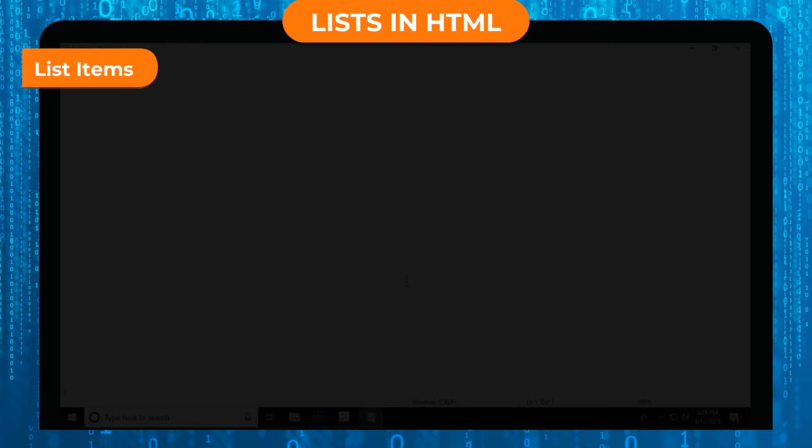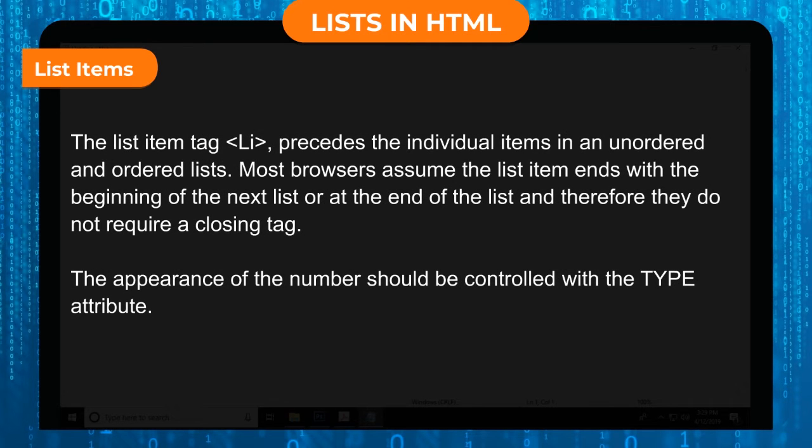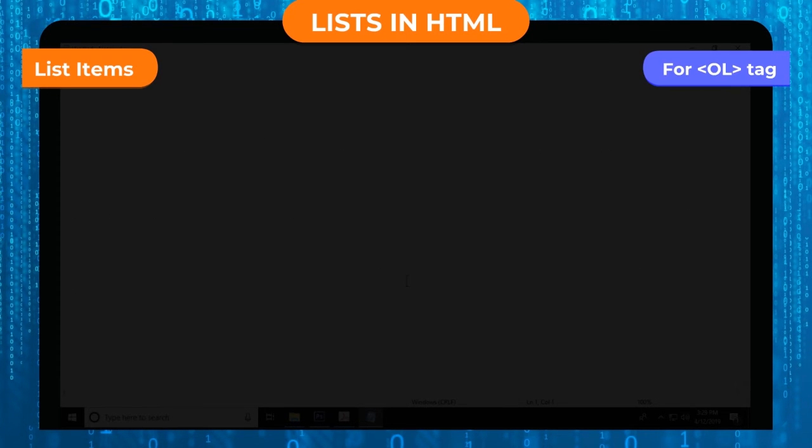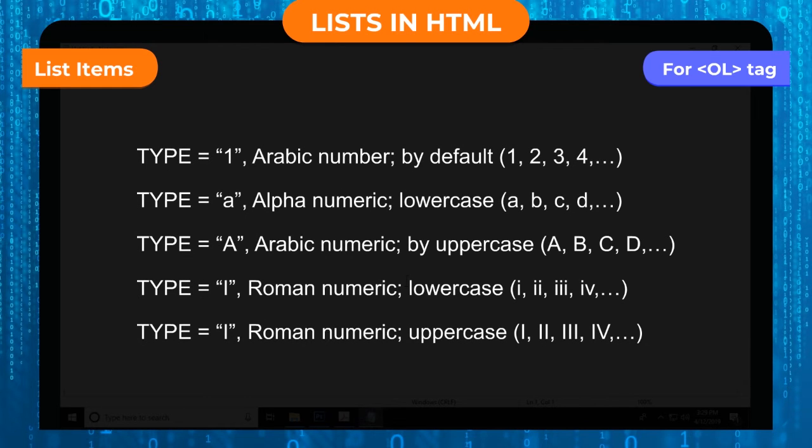List items. The list item tag, LI, precedes the individual items in an unordered and ordered list. Most browsers assume the list item ends with the beginning of the next list item or at the end of the list, and therefore they do not require a closing tag. The appearance of the number should be controlled with the type attribute. For the OL tag, type is equal to double quotes 1, Arabic number, by default 1, 2, 3, 4 and so on.